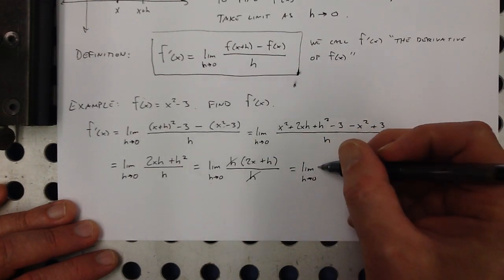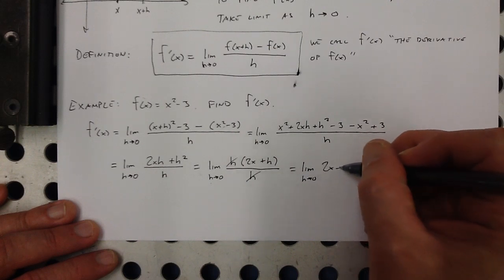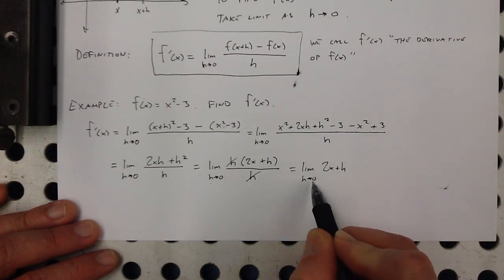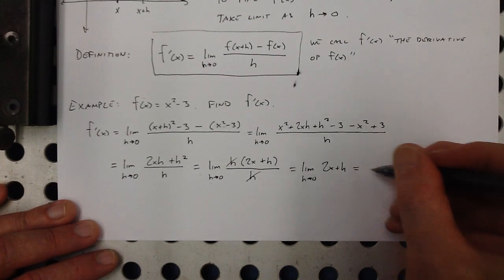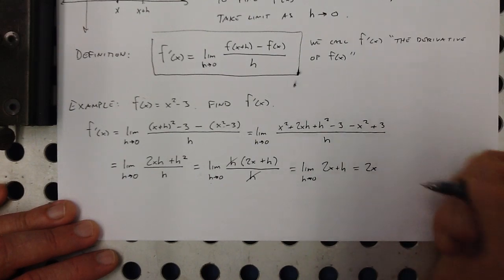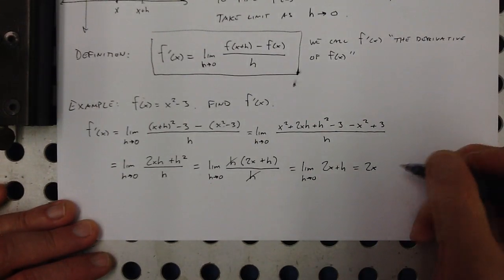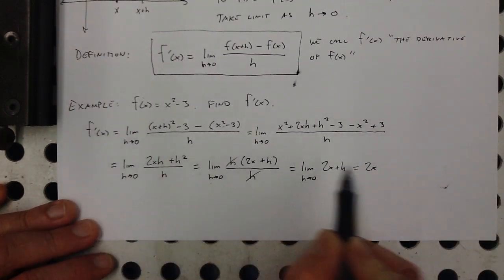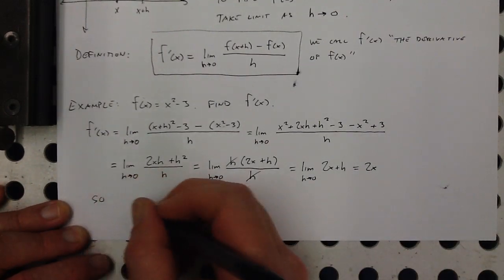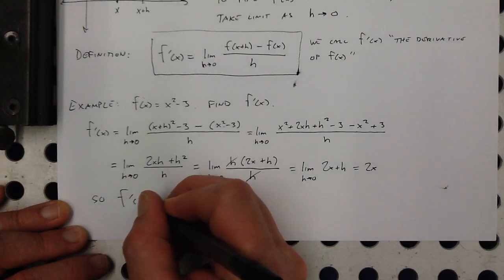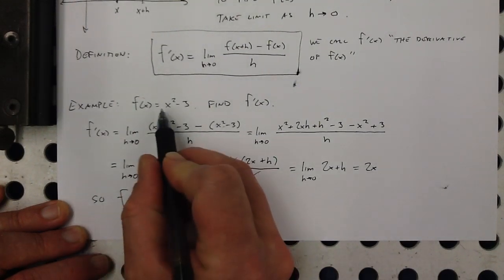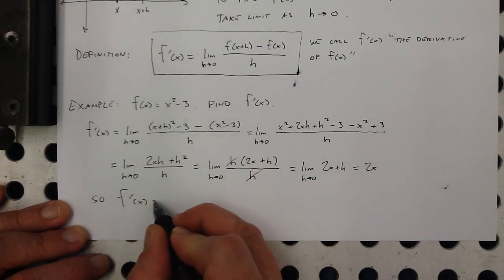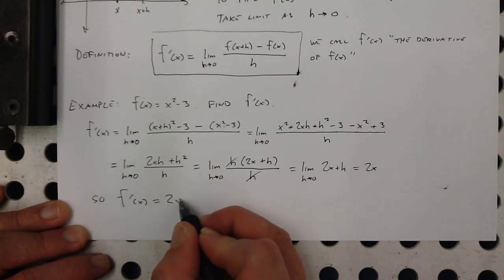And now we've got the limit as h approaches 0 of just 2x plus h. Now I can plug 0 in for h, and that is just equal to 2x. So summarizing that again, that means f prime of x, the derivative of x squared minus 3, is 2x.